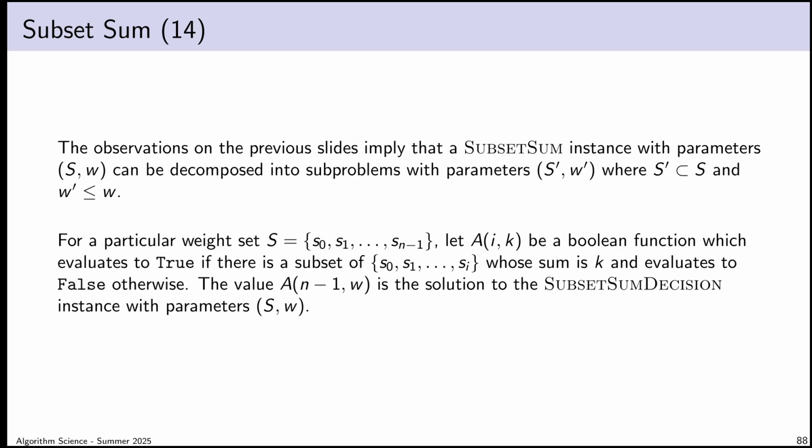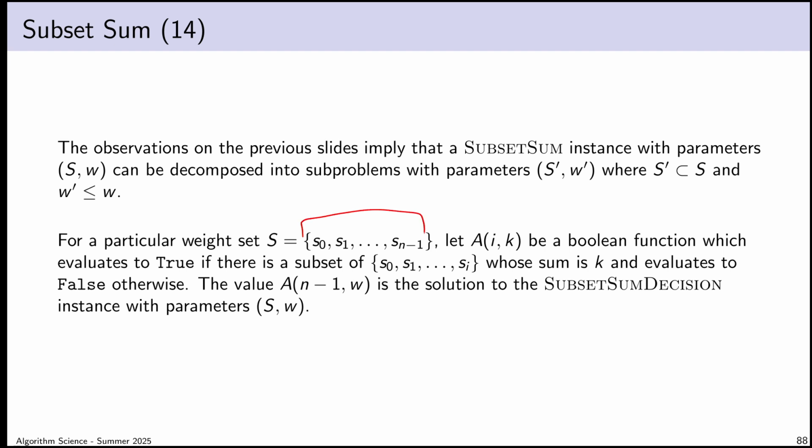Okay, so the observations I've just made imply that if you give me a subset sum instance with a particular set S and a goal sum W, I can break it up into subproblems with parameters S' and W', where S' is always a proper subset of S, so it has fewer weights. It is a smaller problem, and W' is less than or equal to W. So it could be that the goal sum doesn't decrease, but in my subproblem, the size of my set of weights does decrease.